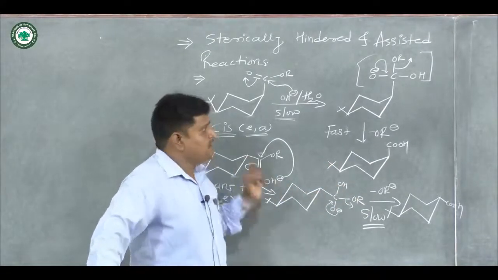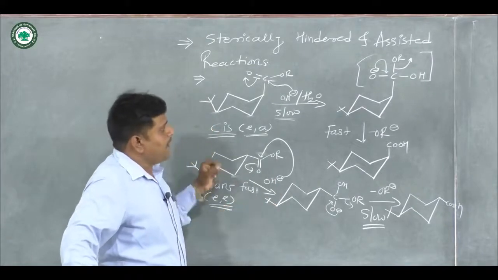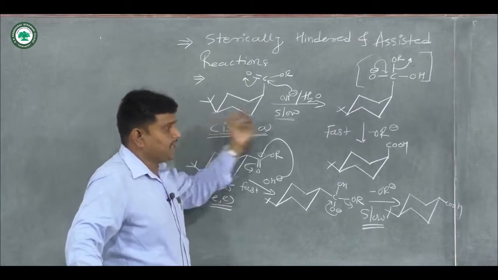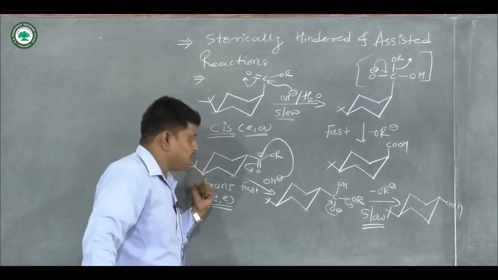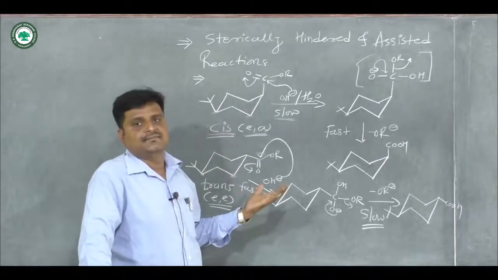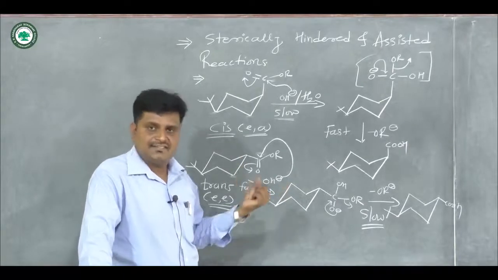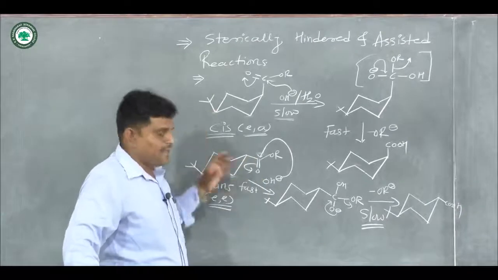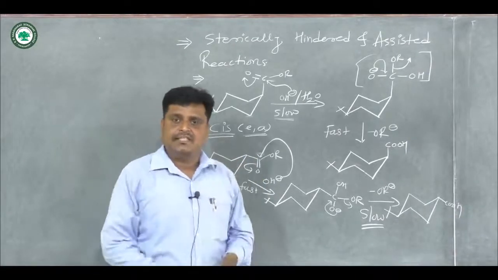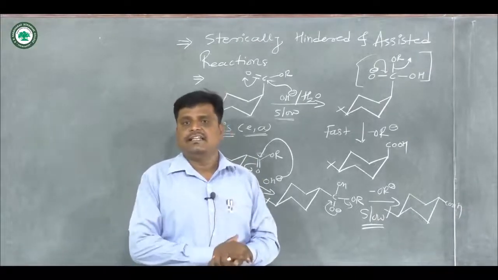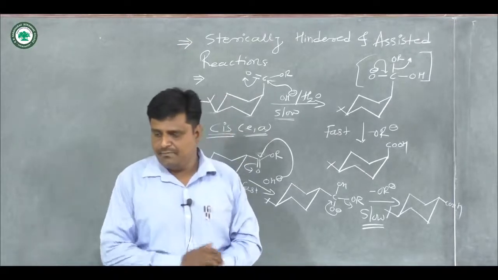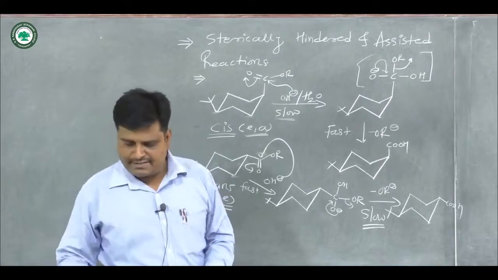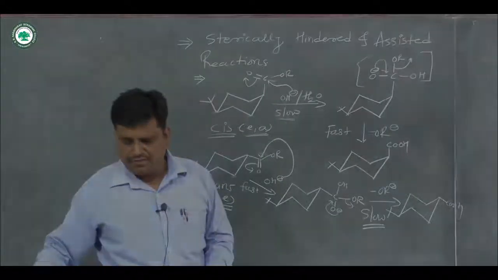So the question is, why can the cis isomer react faster than the trans isomer or trans conformer? You explain it like this. Then we go to sterically assisted reactions. Then we carry out the next example.